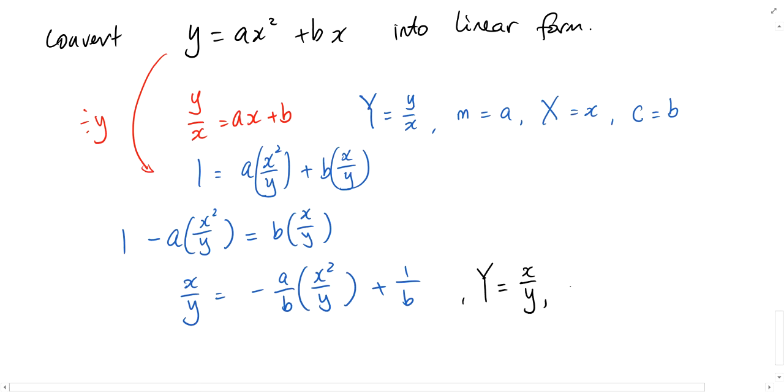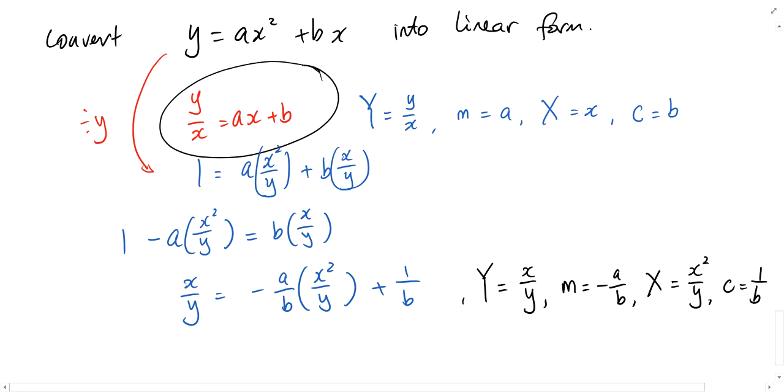Now tell me, in this case, what is the big Y? X over y. What about the M? What is the big X? X squared over y. What is the C? 1 over b.